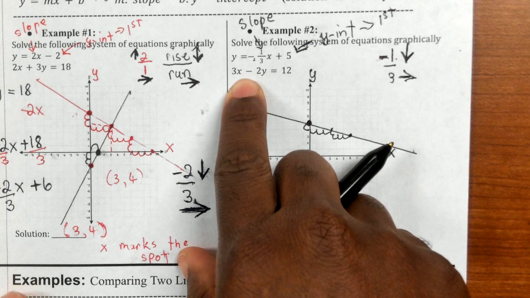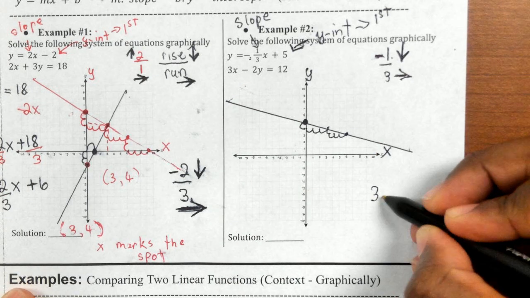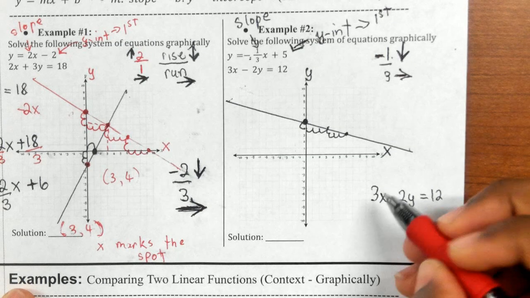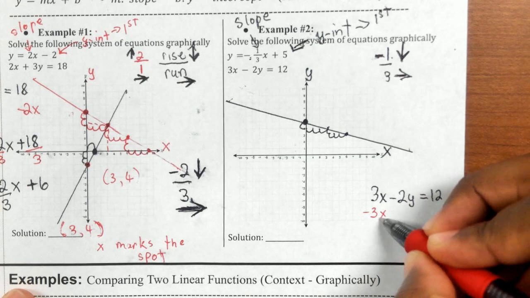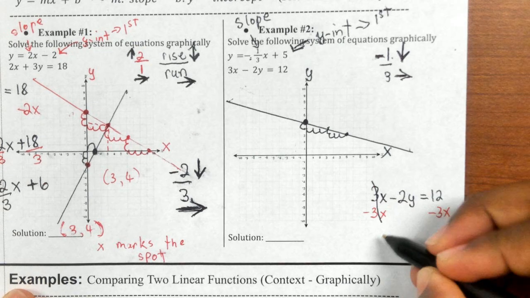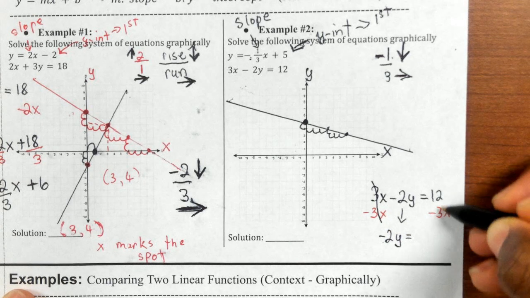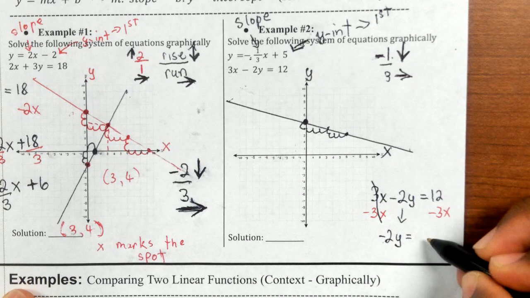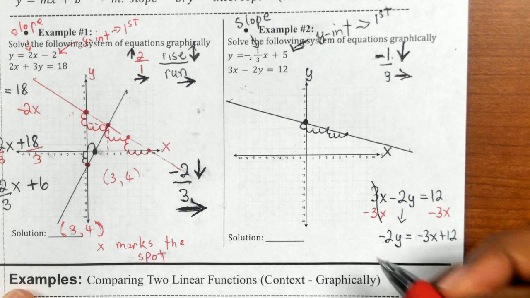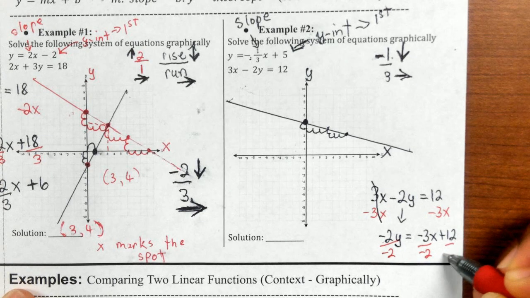However, is it in y equals mx plus b? No, so I need to convert it into that form. So we're gonna rewrite our equation. We're gonna move our x to the other side by subtracting 3x on both sides of our equation. This gets canceled, and the negative 2y, I would bring it down. I cannot subtract these because they're not like terms, so I'd have a negative 3x and a positive 12. Now I would get rid of the multiply by dividing each of these by negative 2.